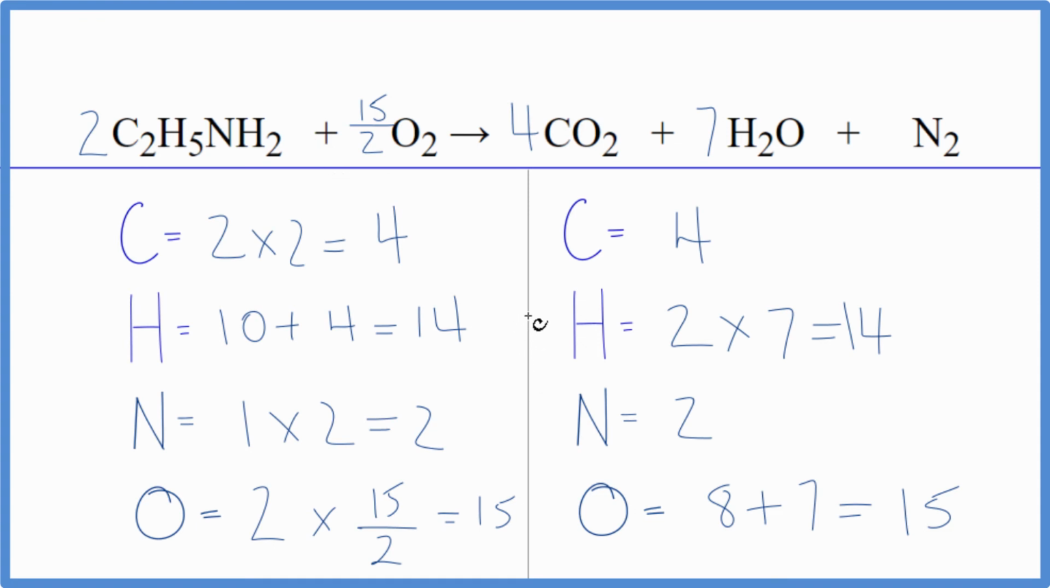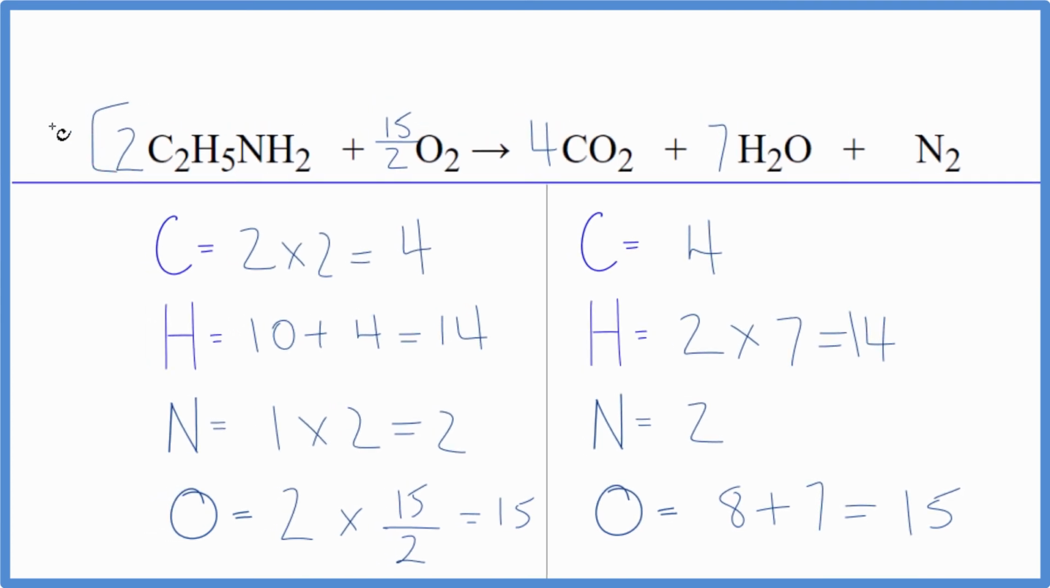This equation is balanced. The thing is, some teachers don't like to have the fraction. So to fix that, we're just going to multiply everything, all the coefficients, by 2. 2 times 2, that's 4. 2 times 15 over 2, the 2's cancel out. We have a 15. 2 times 4 is 8. 14, and 2 times the 1, 2. So these are the whole number coefficients for this equation.